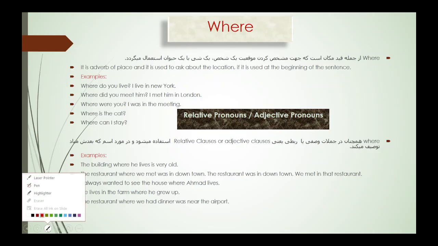We can use where for both living and non-living things in order to ask and to know the location of something that exists. So of course it is an adverb of place and it is used to ask about the location if it is used at the beginning of the sentence, right? So it means that we can also use where in the middle of the sentence as well. So let's see the examples.